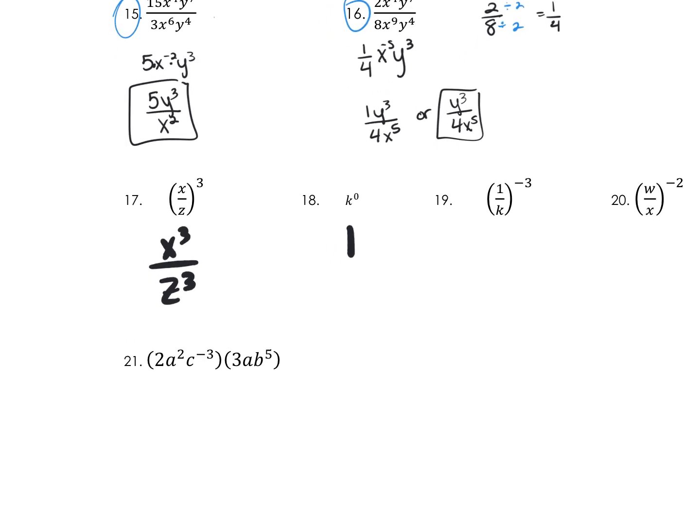Okay, so this will be x to the 3rd power over z to the 3rd power. What's k to the 0 going to be? What's anything to the 0 power? Just 1?